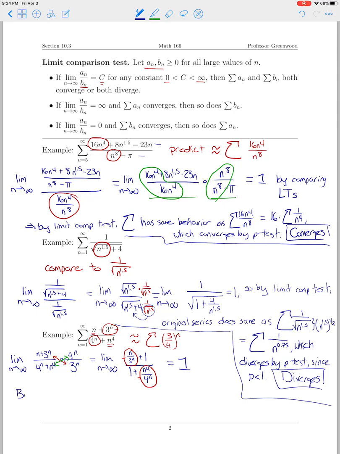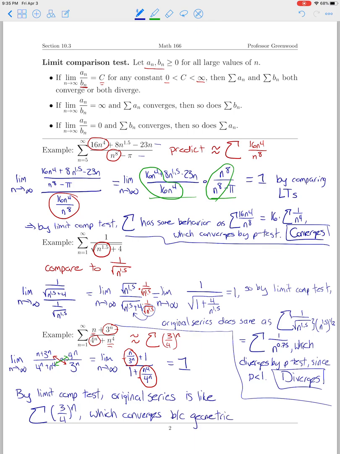And so by the limit comparison test, my original series is like this new one. The one I compared it to again was 3 over 4 to the n, and that one converges. In this case, it's because it's geometric with r equals 3/4, which is less than 1. And so backtracking again through my logic, that means that the original series also converges.